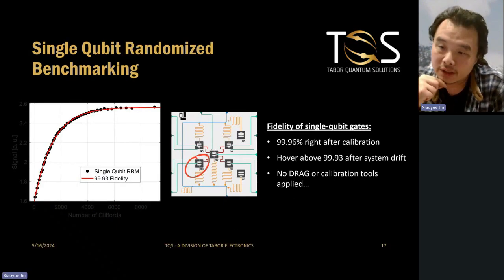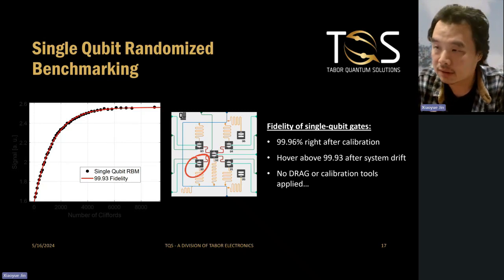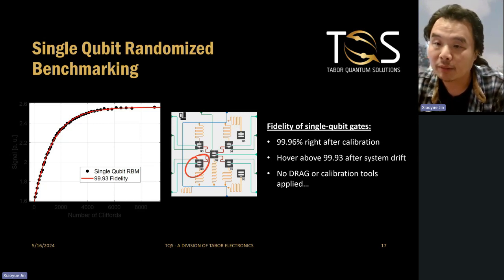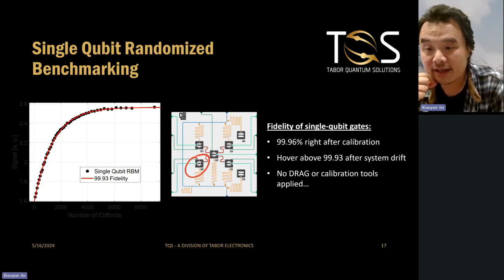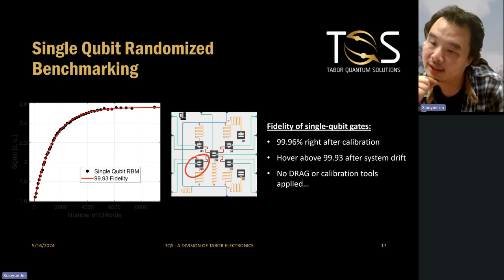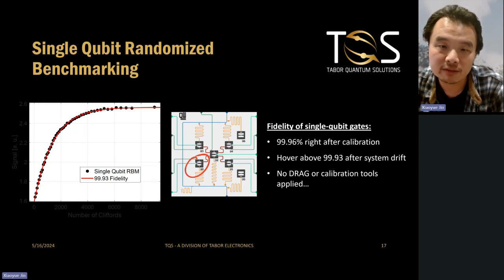The next thing we did is a single qubit randomized benchmarking, which is the tool to show how many qubit gates we can apply to one single qubit before it decays too much. The result is pretty good. So we can easily go above 3 nines. Right after the calibration, we can get as high as 99.96% fidelity.